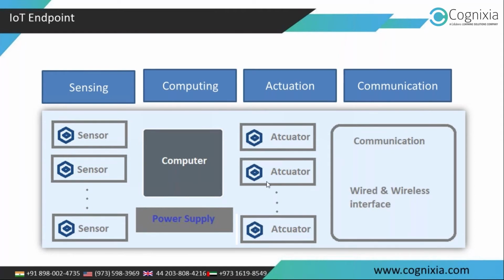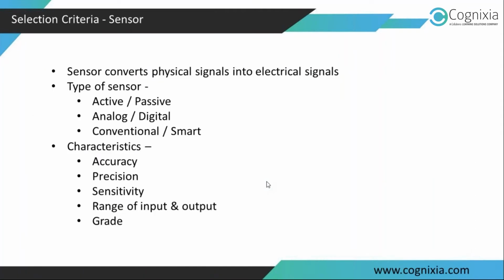Okay. Now, when it comes to designing and developing these endpoints, obviously, the first component that you will have to select is a sensor. Right, now what does a sensor do? A sensor converts physical signal into electrical signal. Right, and why electrical signal? Because electrical is the valid input you can feed into a computer system. So next thing, how many types of sensors would you come across, right?